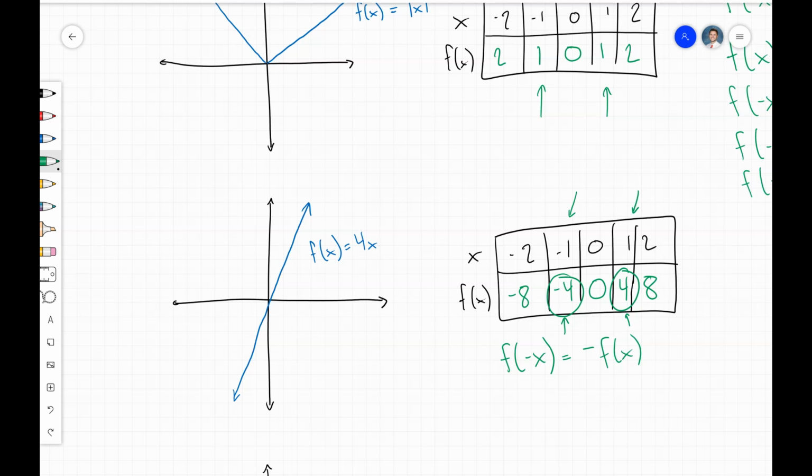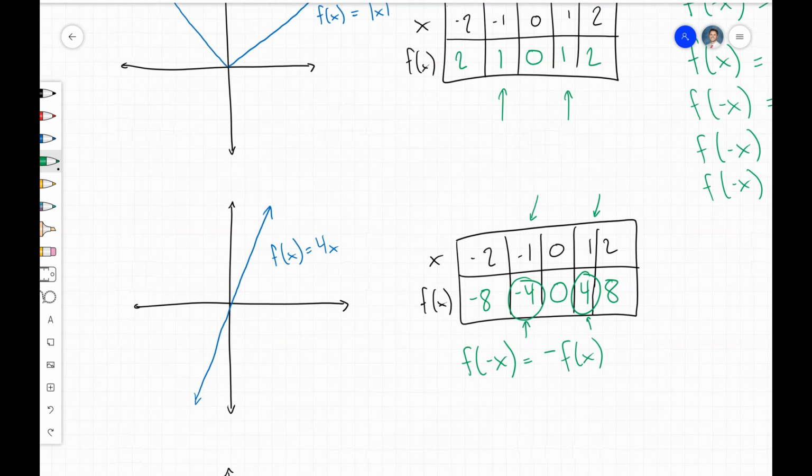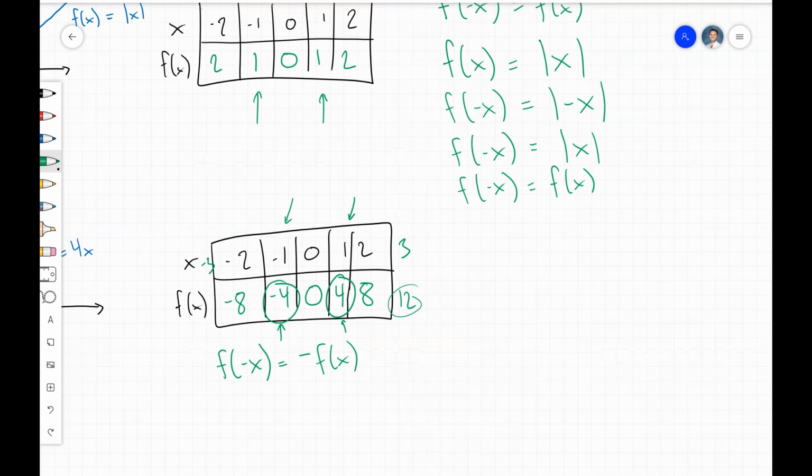So f of negative x is the negative f of x. Again, hearing it in that function notation may be confusing, but seeing it in this table of values should help you see that. So if we were to have x is 3, we know that 3 times 4 is 12. So we know that negative 3 as our x value, we would get the opposite of 12, and we would have negative 12. So this is an odd function.